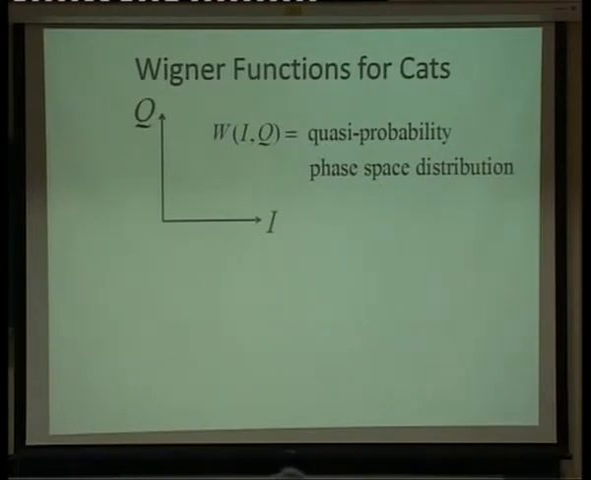Again, I won't go into the details. So here is an example of a Schrodinger cat state with two coherent blobs, this one and that one, each with average photon number 7.